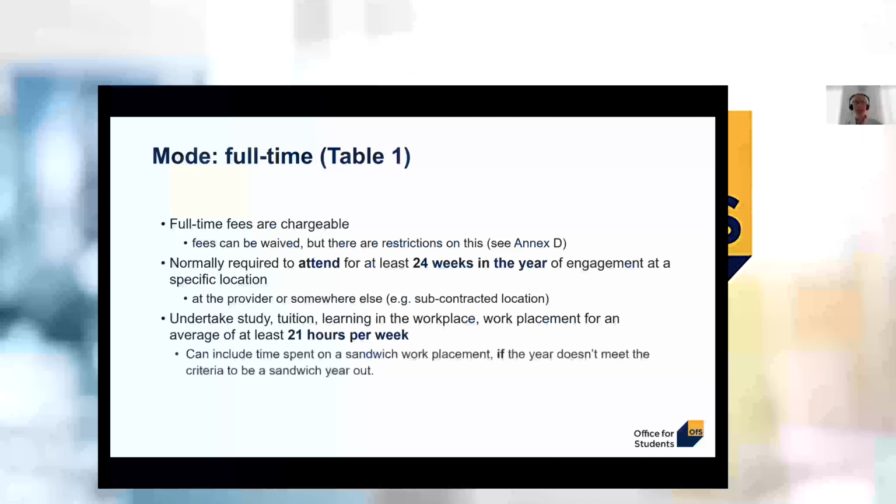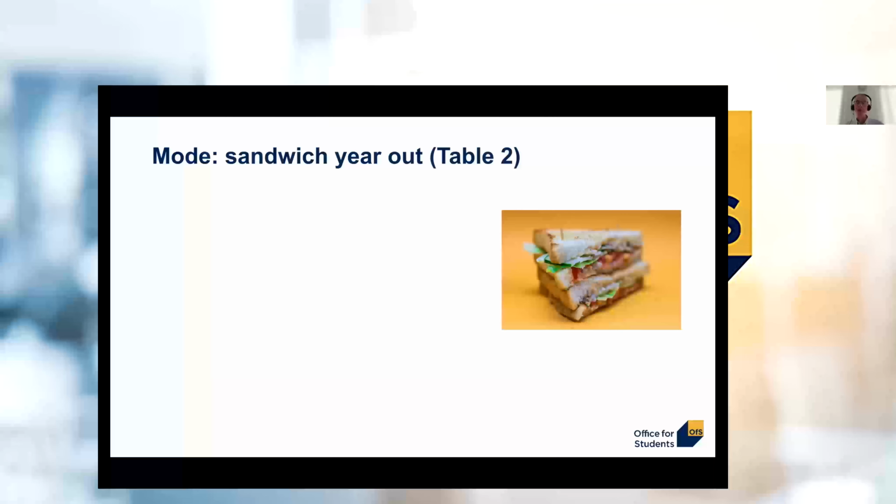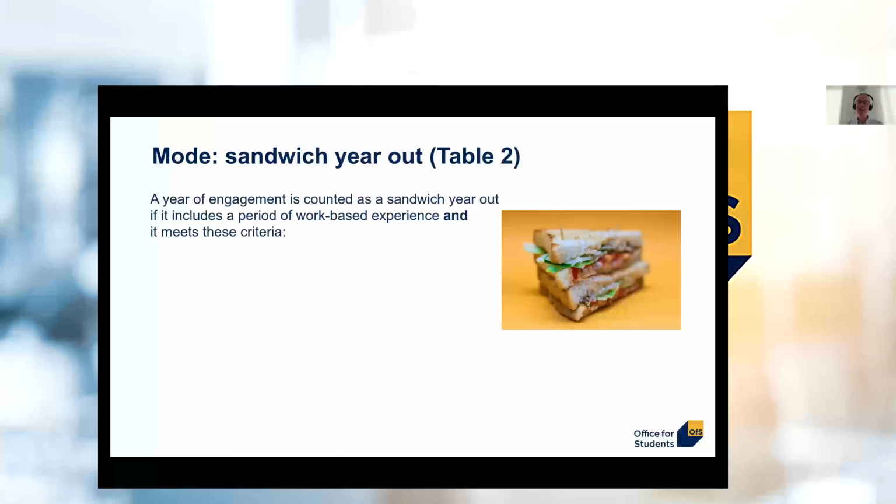Now, this can include time spent on a sandwich work placement if the year doesn't meet the criteria to be a sandwich year out. So we'll see how this works shortly. So let's look at the next mode, which is sandwich year out. Table 2 records this, and again, Annex D has full details. Following on from the last slide's mention of work placement, a year of engagement is counted as a sandwich year out if it includes a period of work-based experience and it meets these criteria.